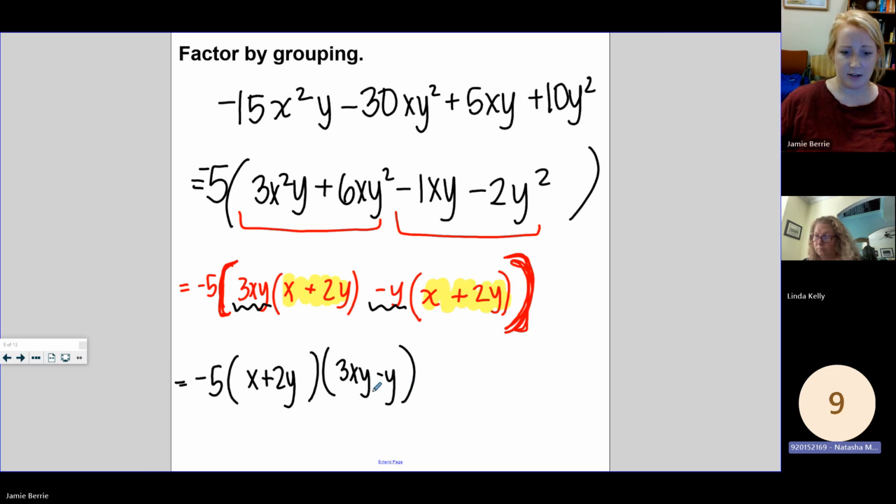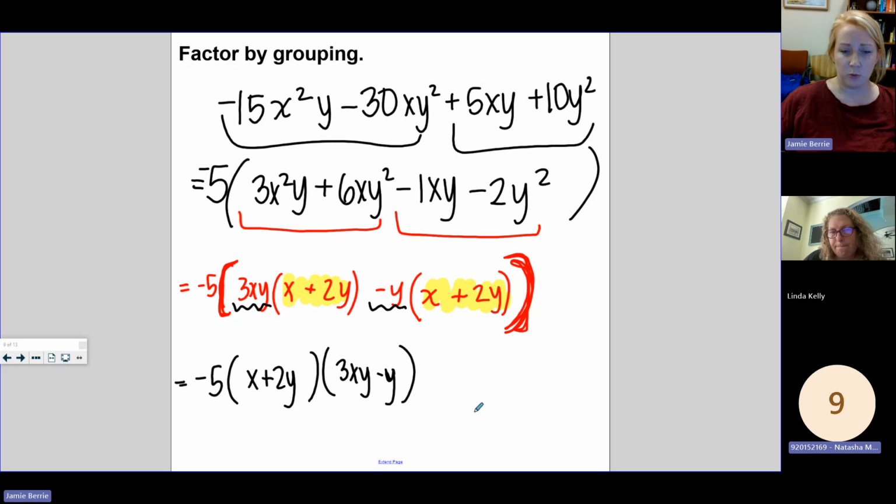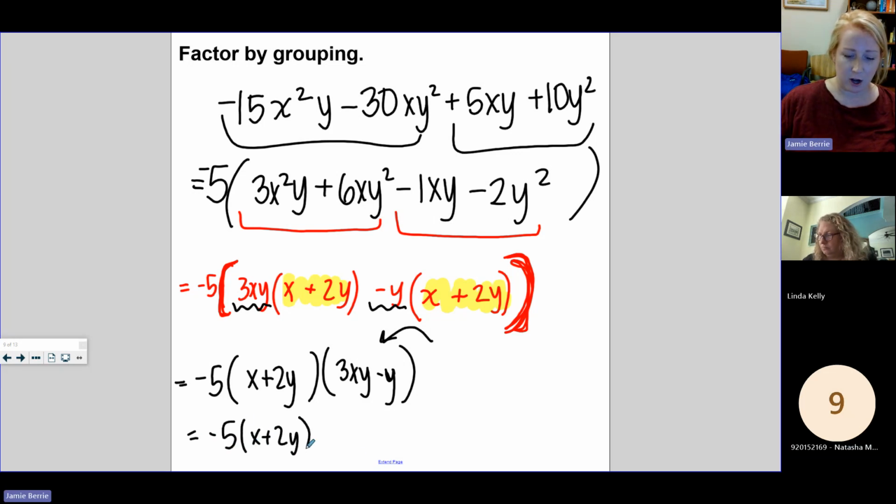Now, Dr. Berry, for this one, it seems a little different, because would it still be the same if I had just done the two sections separately from the very beginning, without doing the -5 at the front? You would get the same answer. But what's going to happen is what just happened here. Notice that 3xy minus y, those both have a y in it. So now we have to pull out the y. It's not technically fully factored until we get all the common factors out. This one has a common factor of y, so that has to get pulled out. That becomes 3x minus 1.